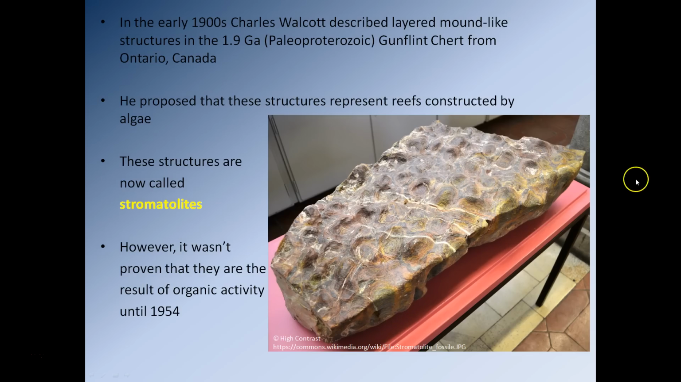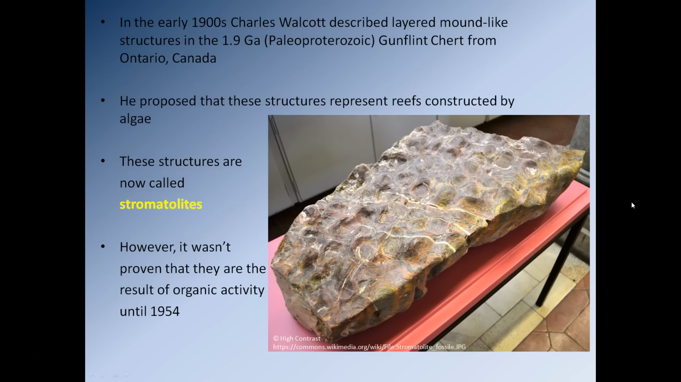So what he proposed was that these structures represented reefs constructed by layers of algae, one layer on top of another on top of another, and these are called stromatolites. Now, this hypothesis of Walcott's wasn't actually proven until the 1950s, but he has been proven to be correct, and yes, these structures are what we refer to as stromatolites, and they are indicators of very early life. So these are essentially structures that are built by early life.